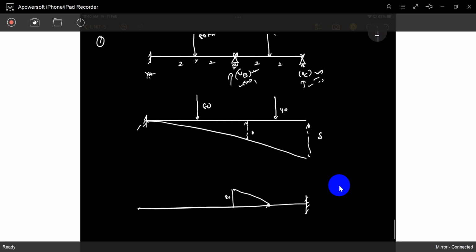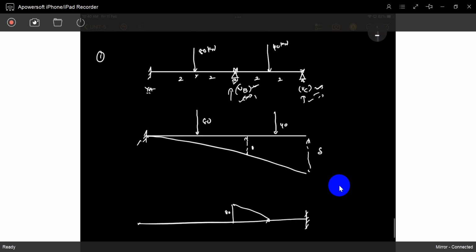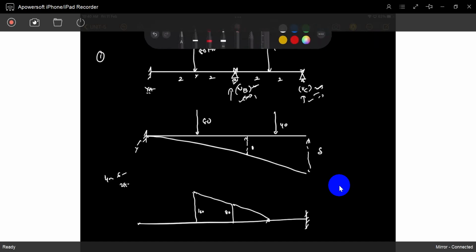Later, up to here, 40 into 4 is 160, so it will increase up to 160. So at this location, 40 into 6 plus 80 into 2, this is 160. What is this value? 240, so 400. So at this location it is 400. It's the same slope up to this point, but this has a different slope because 80 is also adding. So this is 400.